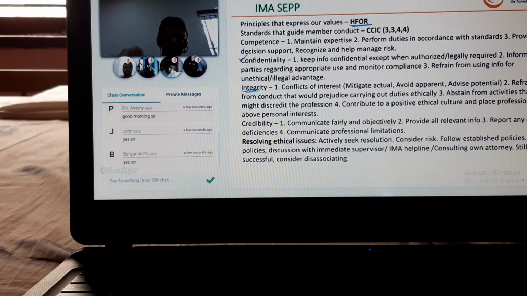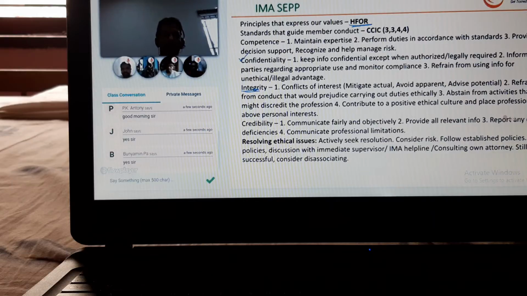Then credibility. Credibility is not about the person but about the report. Communicate fairly and objectively. Provide all relevant information which may influence the reader's decision. Report any delays or deficiencies in the report. Communicate your own professional limitations which may preclude judgment.